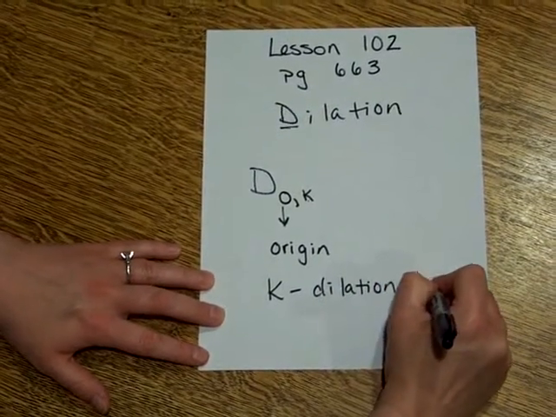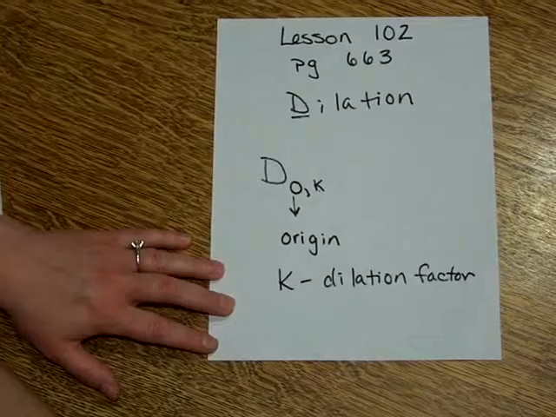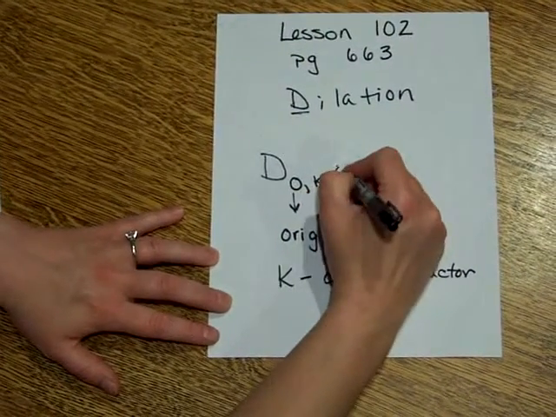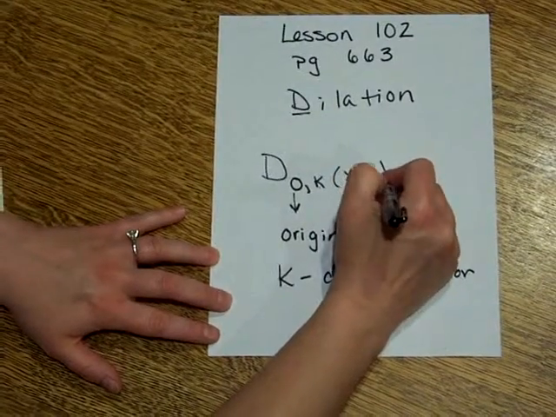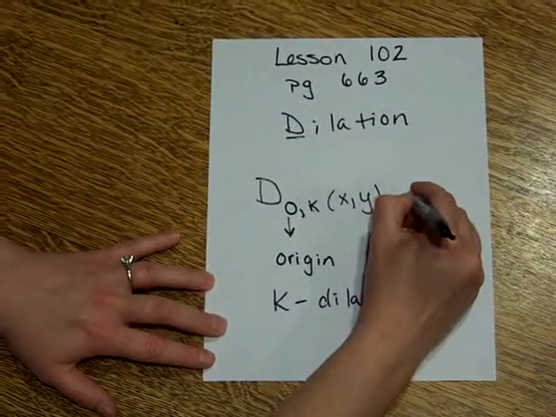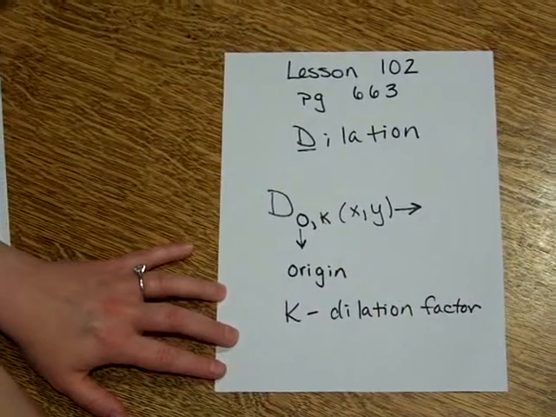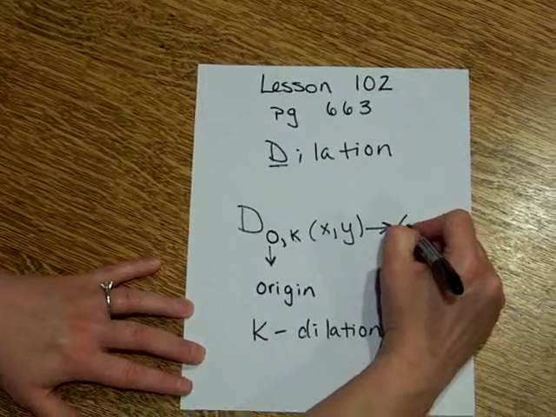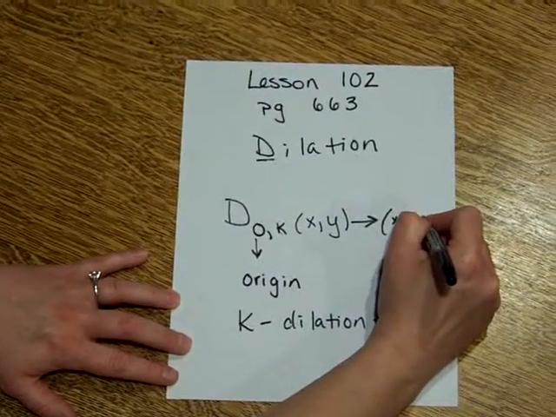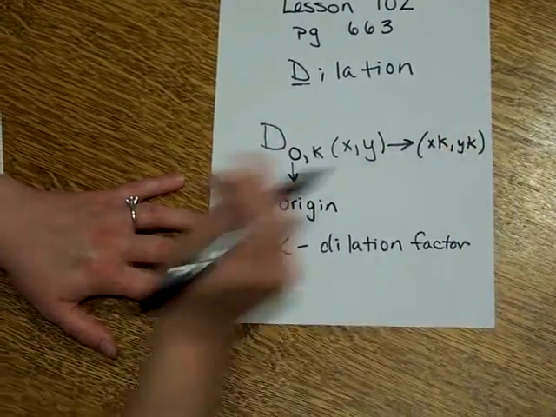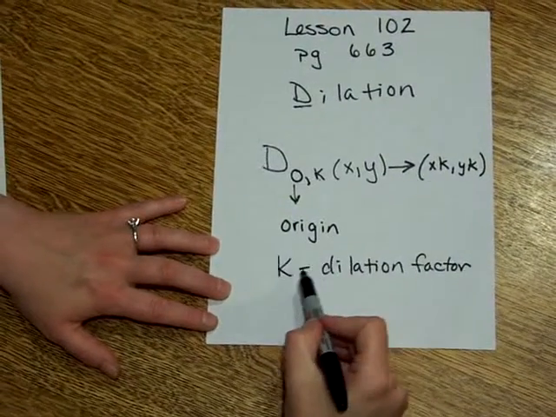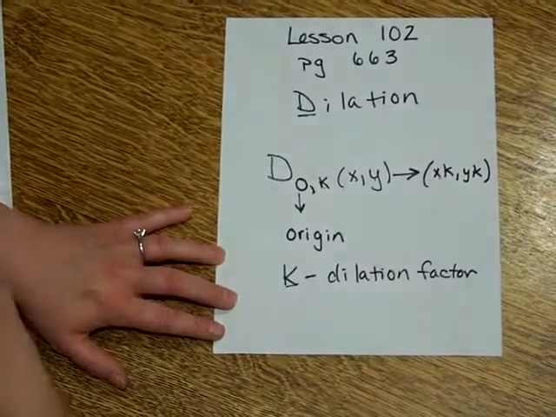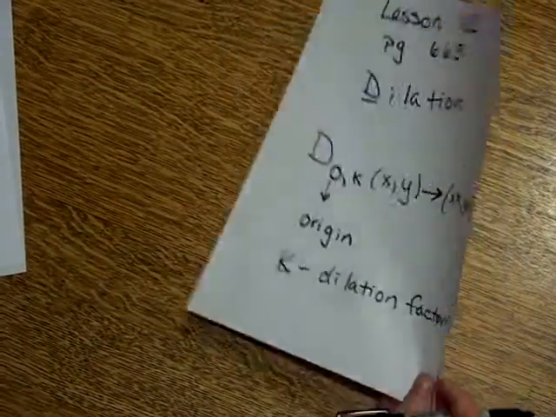It's a lot like a scale factor in that we're going to multiply it to our points here. We have our points (x, y) that will be listed. Our arrows showing that there's going to be a transformation taking place here. And our new point is simply going to be (x times k, y times k). Again, much like a scale factor, we're simply going to apply that dilation factor to each point, multiplying it to each point. So let's look at an example of that.